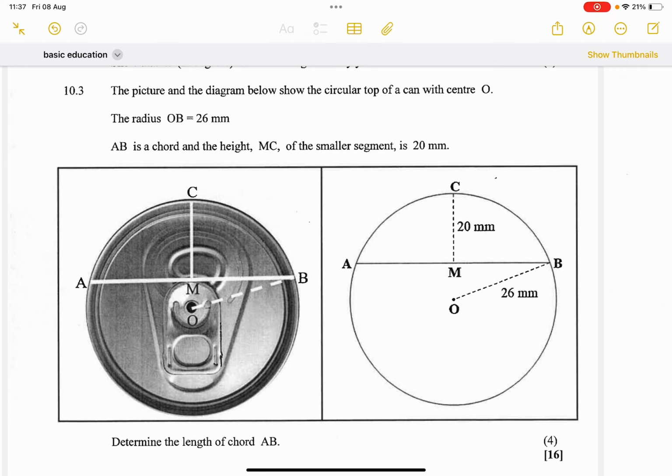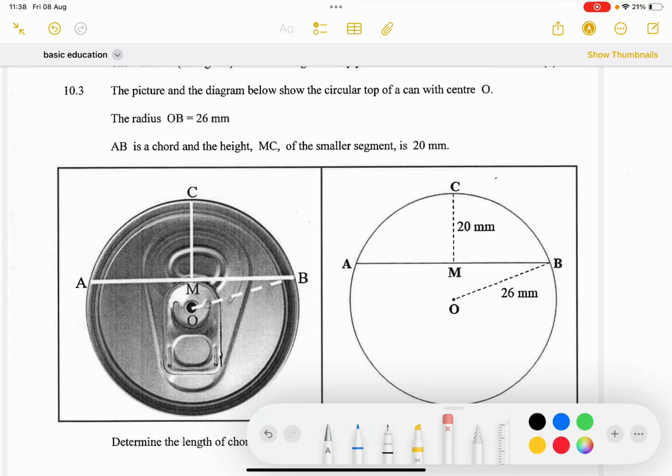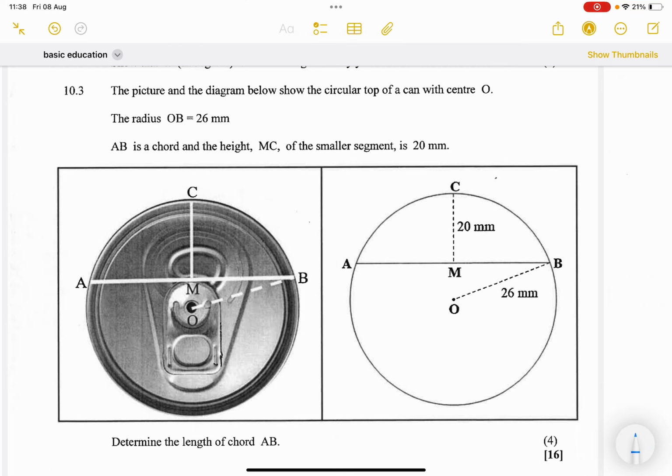They say to us, the picture and the diagram below shows the circular top of a can with center O. So there's our center over there. They are giving us that the radius OB is 26 millimeters. They say AB is a chord, so there's AB, which is a chord there.